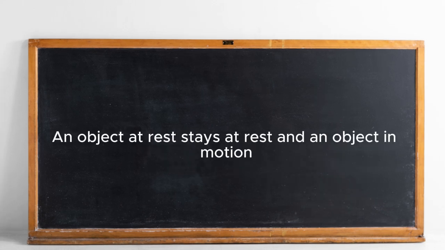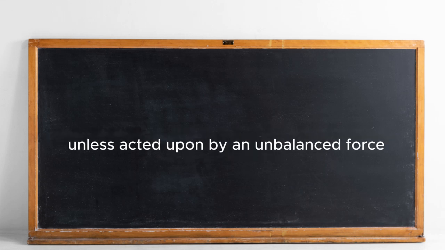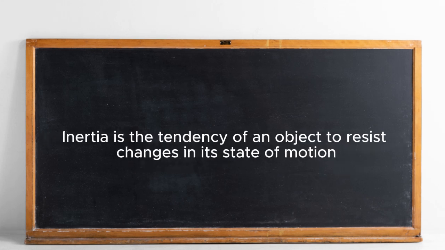Law of inertia. An object at rest stays at rest, and an object in motion stays in motion with the same speed and in the same direction, unless acted upon by an unbalanced force. When no forces are acting on an object, it will remain at rest, or in motion with a constant velocity. Inertia is the tendency of an object to resist changes in its state of motion.